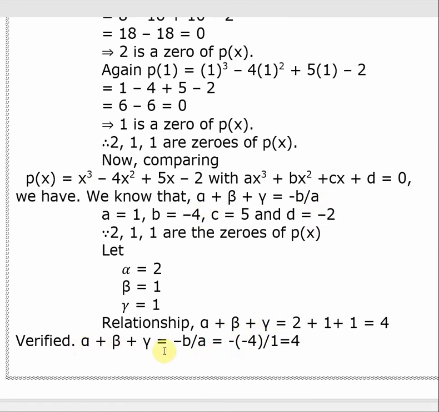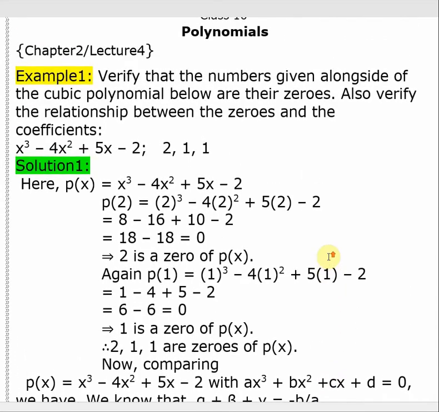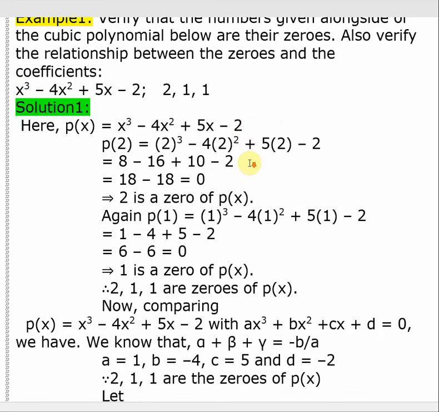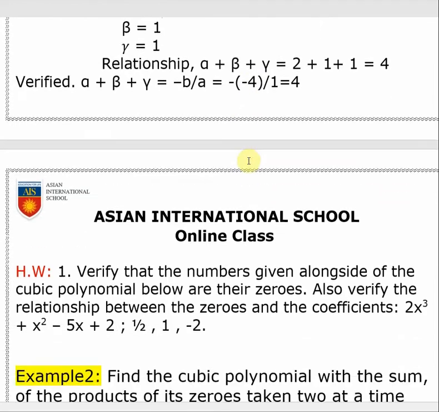Minus of minus 4 by 1 means 4 only. That means minus b by a is also 4, and alpha plus beta plus gamma is also 4. So it is verified once again. That means the relationship between the zeros and the coefficients is also verified. I hope you have understood the sum. Now let's go to the next one.